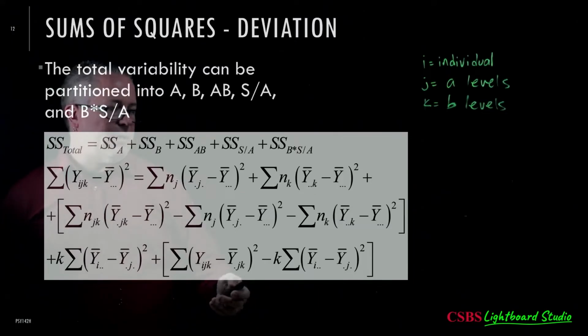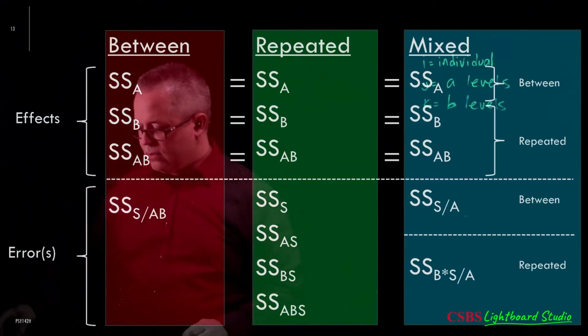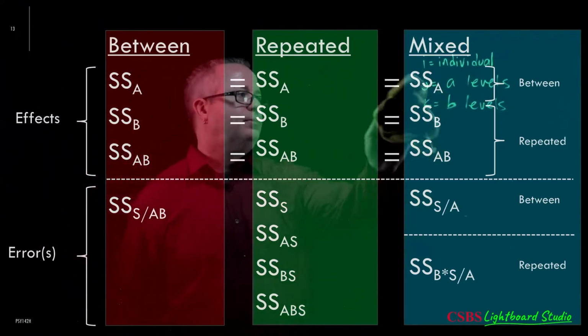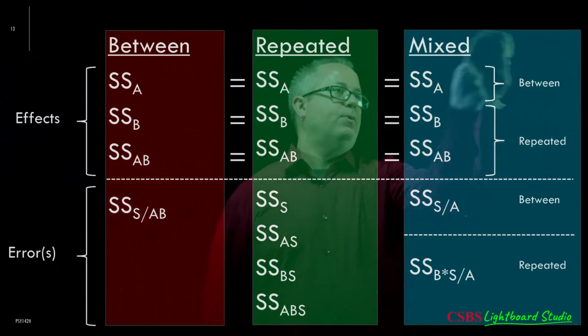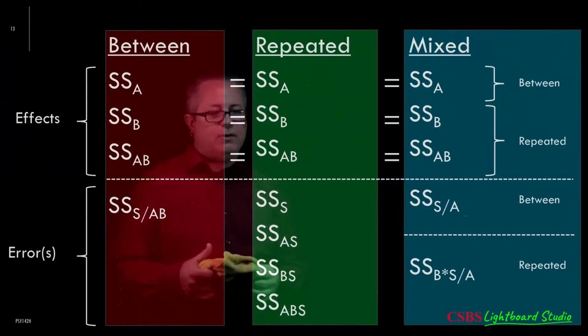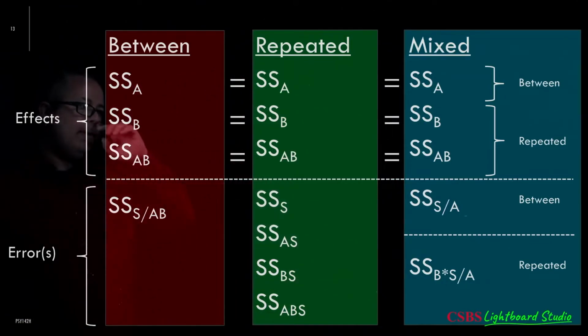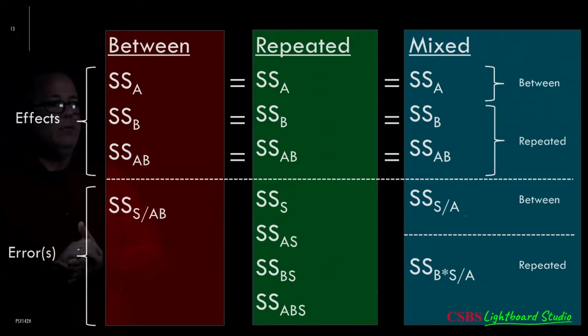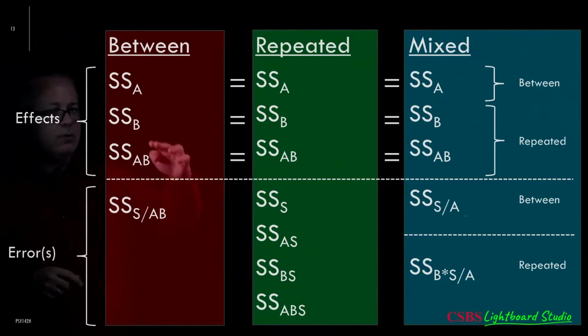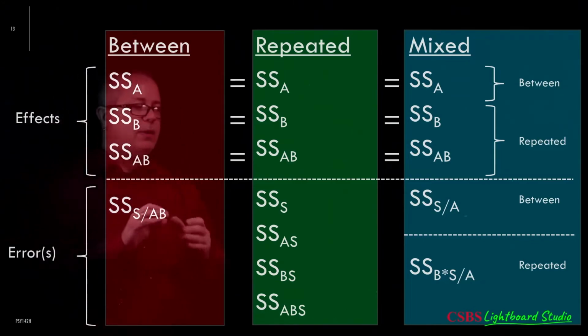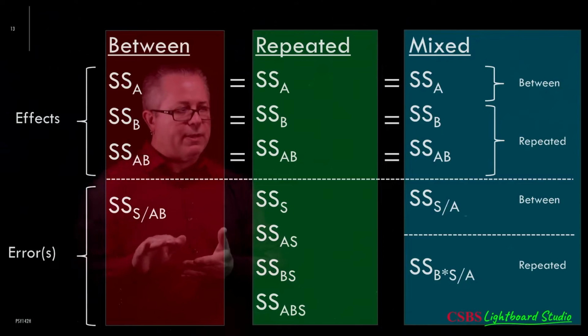Let's start breaking these down a little more clearly. This is like a different way of looking at it. So whenever we're comparing between to repeated to mixed, what you get is that when we first did this, we called this sum of squares within groups, right? But it's still the same thing: subjects within the A by B combinations. So we had one error because A, B, and AB all got treated with the same one error. Because there's no repeated measures, we could do that.